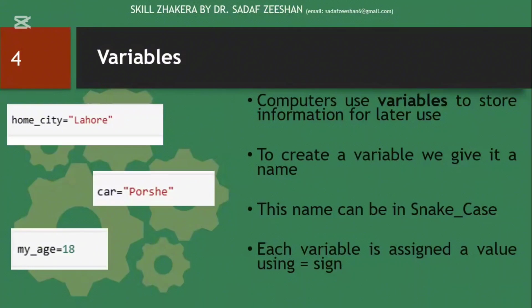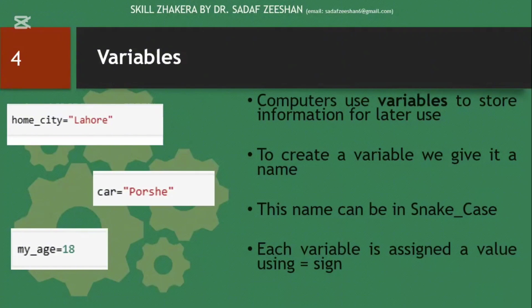Now, just like you have a name, I have a name, in Python, we use variables to define a certain piece of information so that it can be used later. So computers use variables to store information for later use. A variable can be written in snake case, or you can make the first letter capital, but there should be no spaces in your variable. Each variable is assigned a value with an equal to sign.